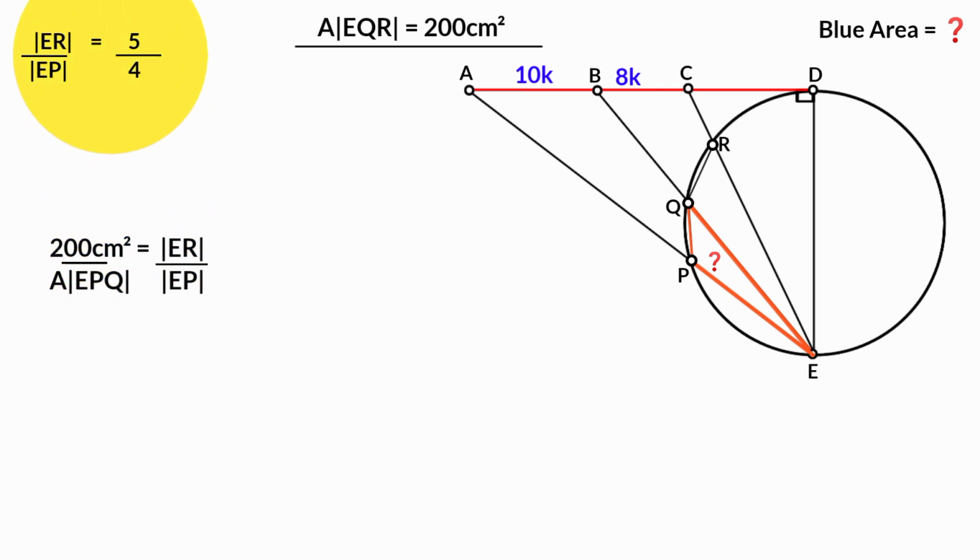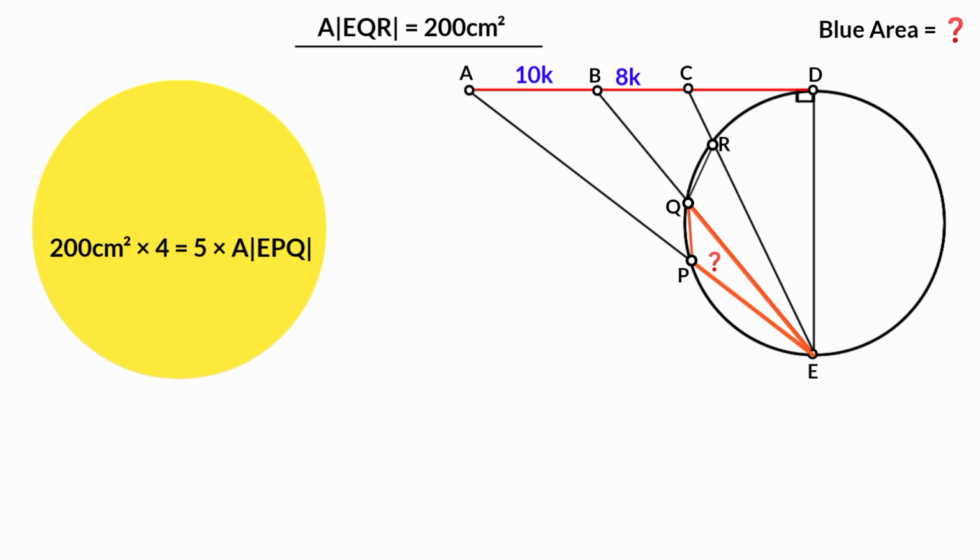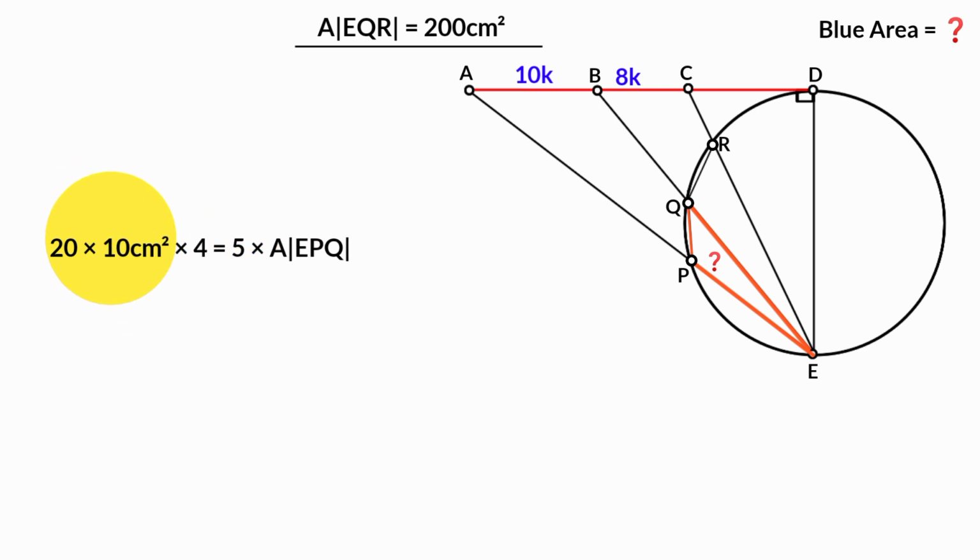Recall here, line ER over line EP equal to 5 over 4. That is, this line ER over line EP is 5 over 4. So 200 centimeters squared over area of triangle EPQ equal to 5 over 4. Cross multiplying now, 200 centimeters squared times 4 equal to 5 times area of triangle EPQ. Here 200 centimeters squared is the same as 20 times 10 centimeters squared. 20 is 5 times 4. 4 times 10 centimeters squared is 40 centimeters squared. 40 centimeters squared times 4 is 160 centimeters squared.